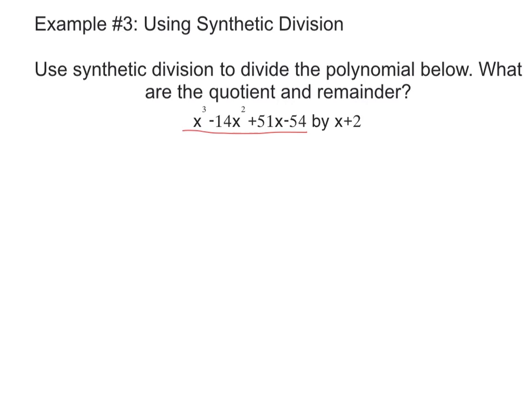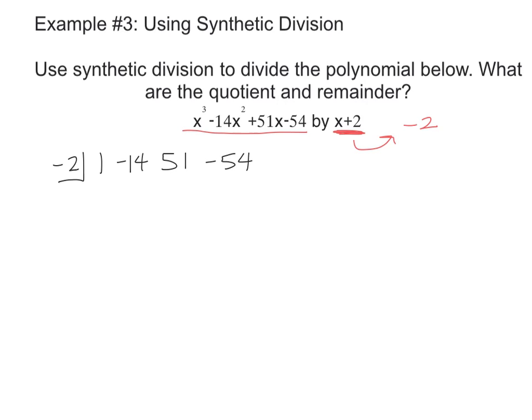And then to figure out what you are dividing by, it's really the zero at that point. So the zero here would be -2. So we're going to set -2 on the outside. And then we're only going to use the coefficients of our terms. So the coefficients of our polynomial are 1 for x cubed, -14 for x squared, 51 for the x term, and then -54.